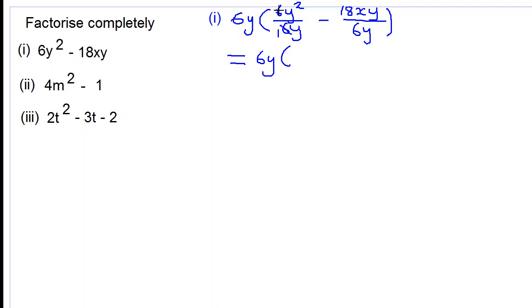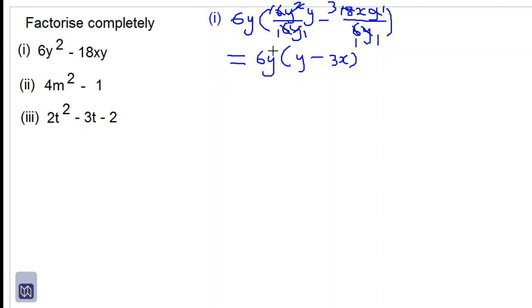6 into 6, 1, and y into y squared is y. 6 into 6, 1, 6 into 18, 3. Y into y, 1, y into y, 1. So we have y over 1, which is y. Take away 3 times 1 is 3 times x is 3x over 1, which is 3x. So this is the answer for number 1, and we can check our work.